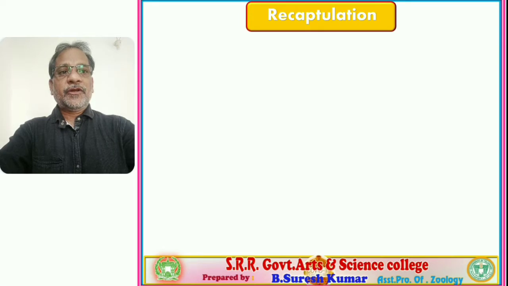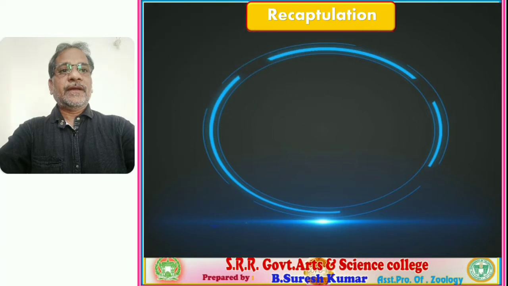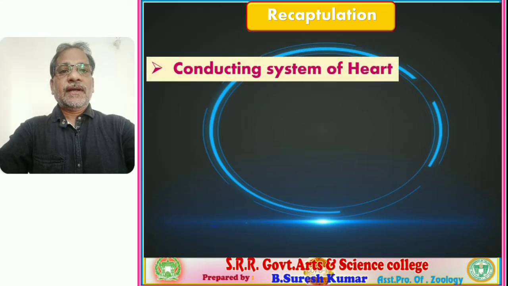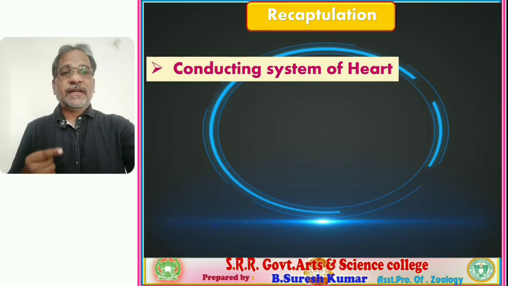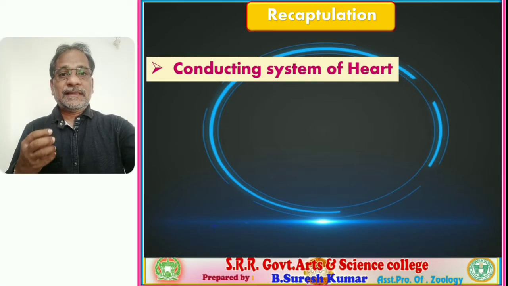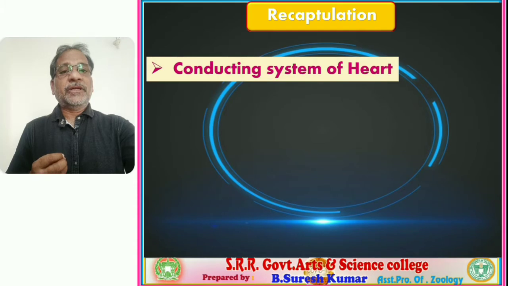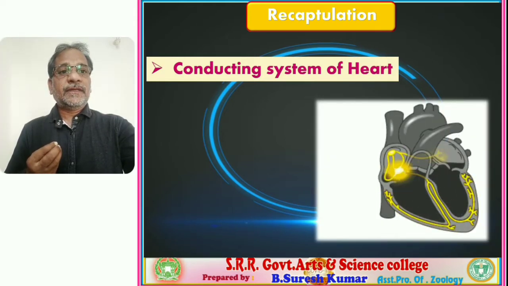In the part of the human circulatory system, in the last session we discussed the conducting system of the human heart: in what way the impulse is generated and in what way it is propagated, which initiates the heartbeat and mediates heart contraction. That is the conducting system of the heart. You observe this one.